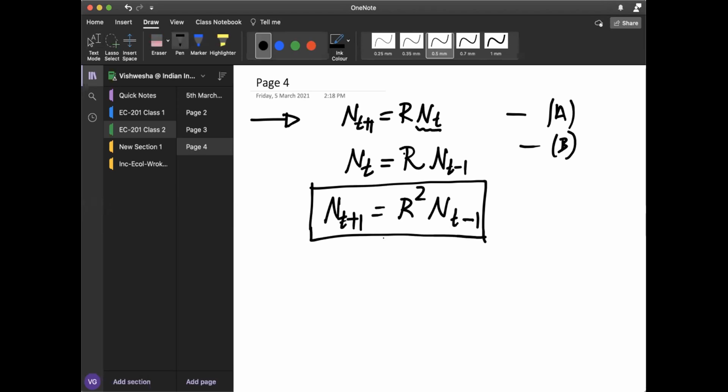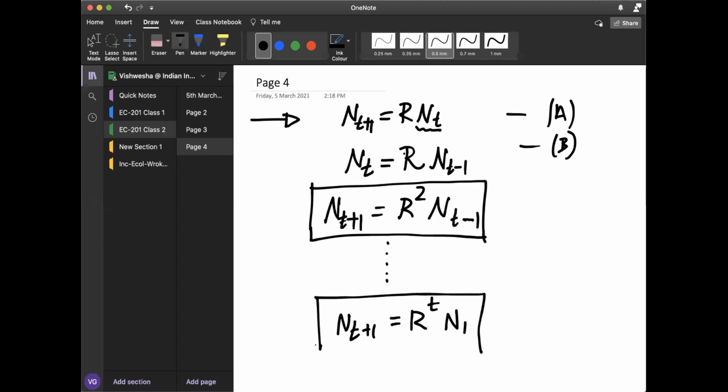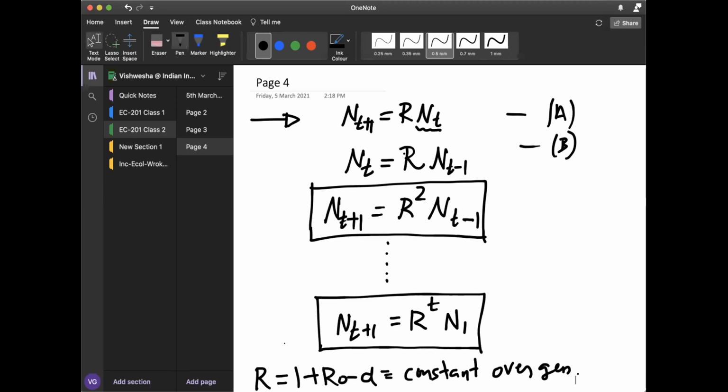Okay. And let us, for the sake of argument, assume that we do this for all the generations starting from the first generation. Let's say somebody had given me a population N1 in the beginning, and if this assumption that R, which is equal to 1 plus R0 minus D, is constant across all generations, this is a very, very crucial assumption. If it's true, we can arrive at this expression that connects NT plus 1 with the very first generation I had. Is that fine?